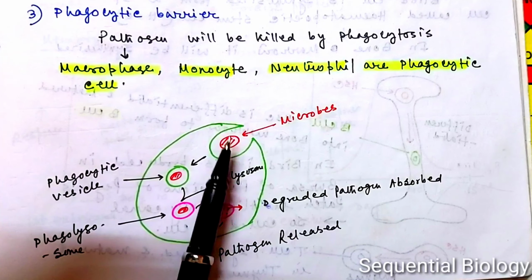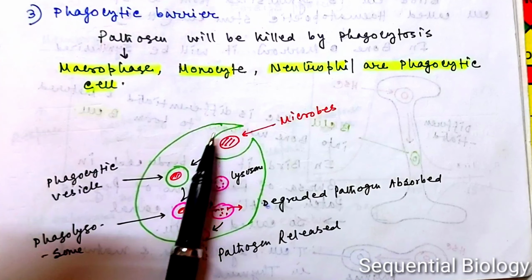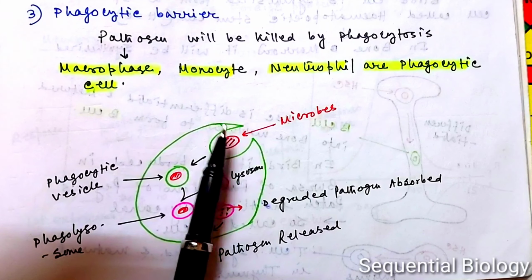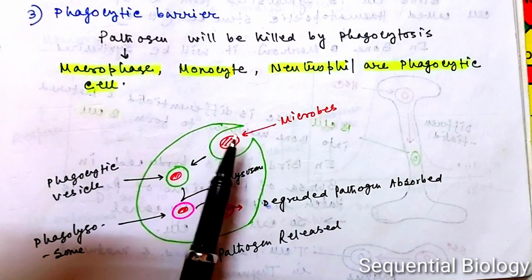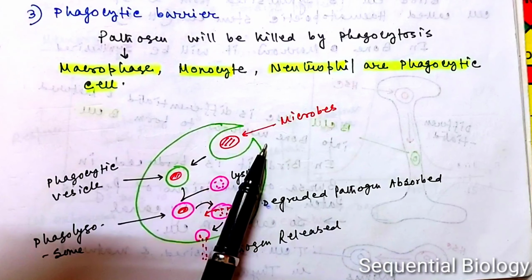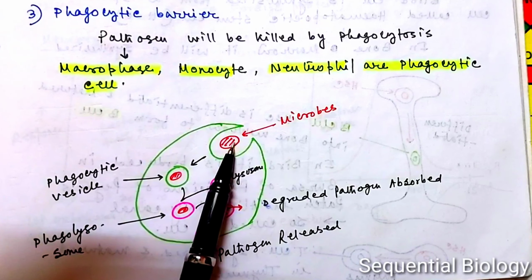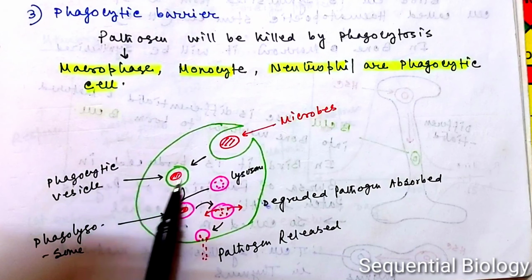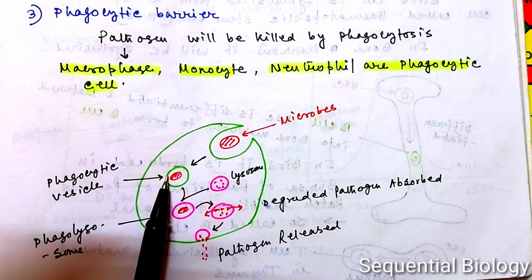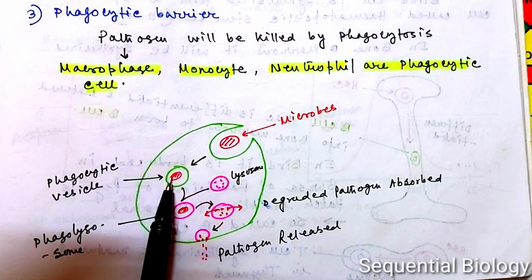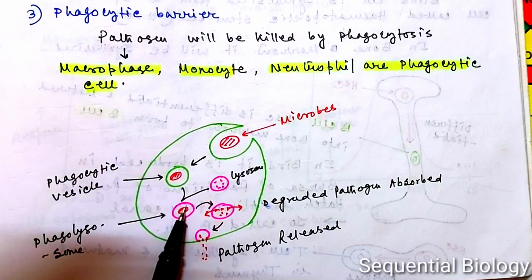Okay, whenever any microbes enter into our body, the phagocytic cell comes towards these microbes. Okay, and they engulf these microbes by the process of phagocytosis. Actually, they develop pseudopodia around these microbes, and then these microbes are covered by a phagocytic vesicle. Okay, so this is the phagocytic vesicle, and in the macrophage the lysosome is present, and this phagocytic vesicle combines with this lysosome, and this causes the formation of the phagolysosome.